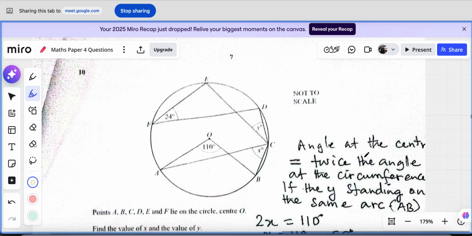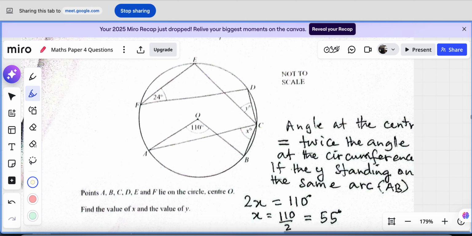Now question number 10, this is a geometry. We have angle properties, what you call angle properties, so to say. Okay, now here we'll be given a geometry. You have 24 here in this angle. You have angle Y here. You have angle X here. You have 110 here.